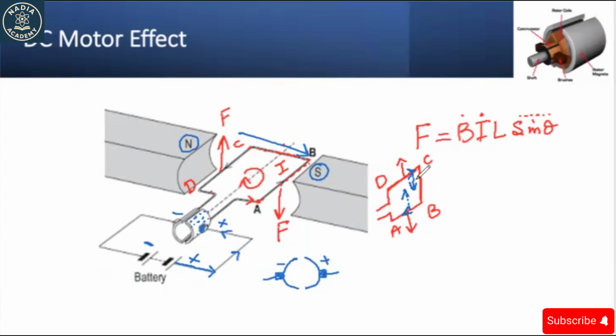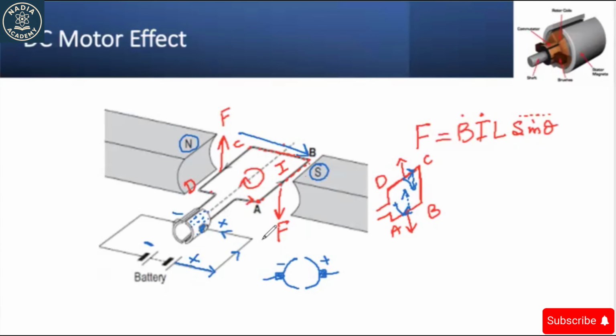So here it will go up and here it will go down. Now you can see what is happening: this side of the coil, the upper side, will be pushed down and the other one will go up, and this coil will continue to rotate clockwise. And how can we change the polarity? That actually comes from these brushes.